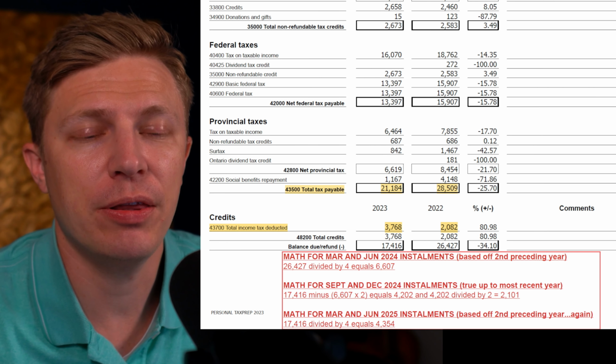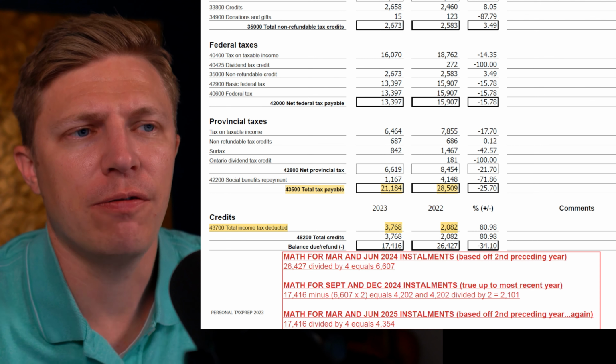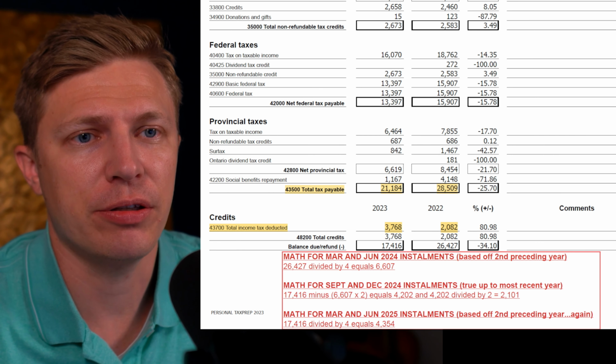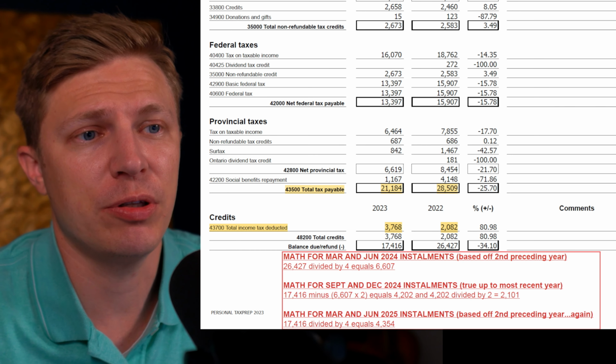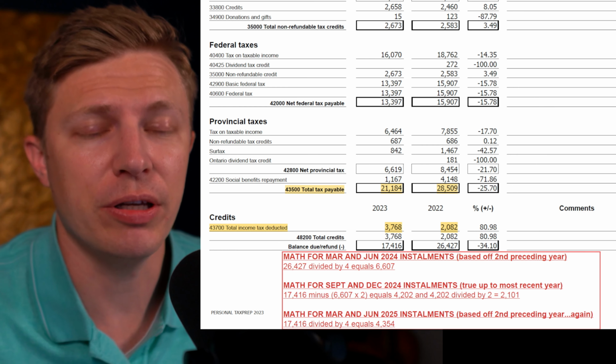So once you've hit that trigger, this is how the math actually works for how much CRA is going to ask you to remit for tax installments so that they can then be paid as you earn the income throughout the year.